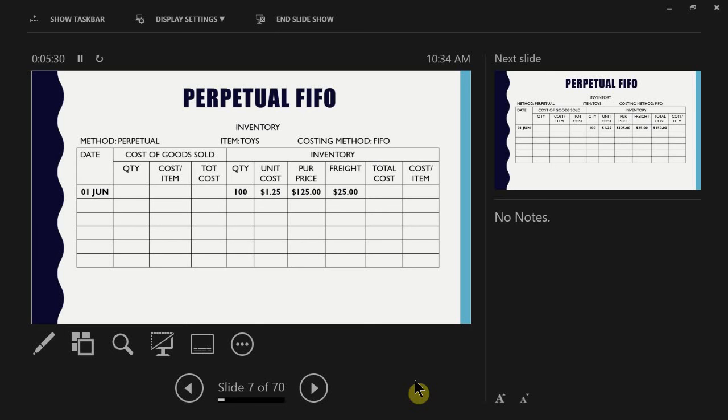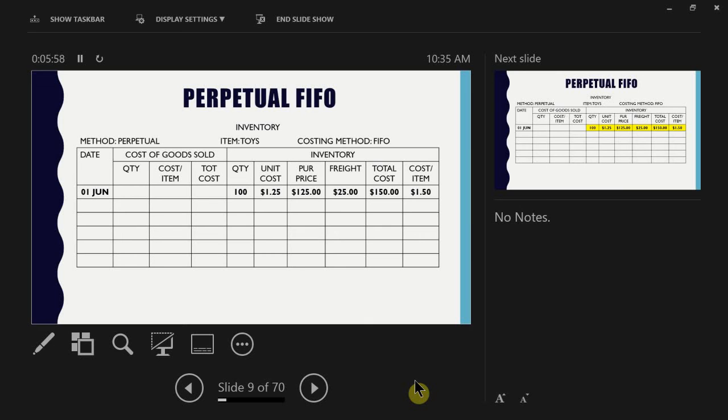So in this case, my total purchase price is 100 times $1.25, which gives me $125, plus $25, for a total cost of $150. And of course, my cost per item is going to be 150 divided by the total quantity of items I have, which gives me $1.50 for each item I sell.